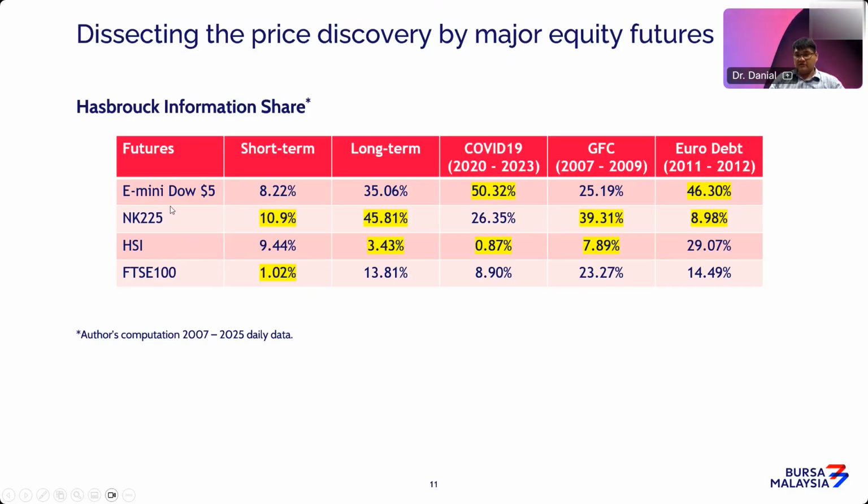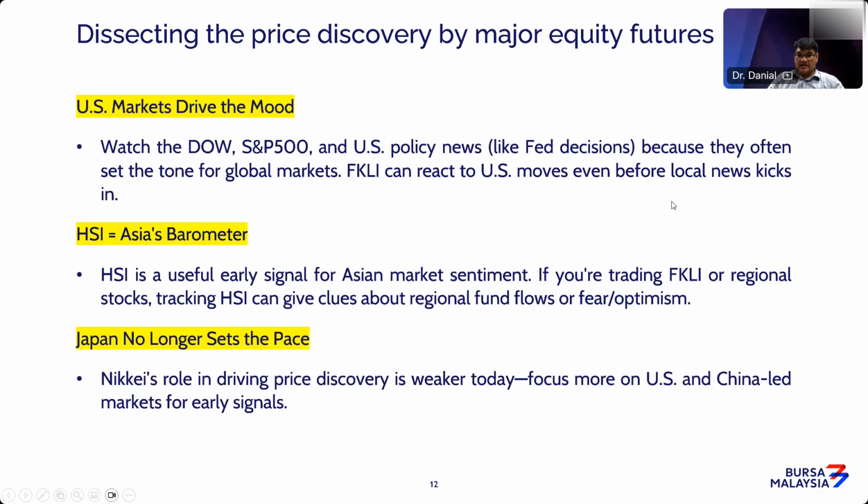Oh, it's because the Dow moved this way. The same situation happened during the Euro debt crisis. Also, almost half of the movement in KLCI futures is due to the movement in E-mini Dow. It's not the Dow Jones spot market, but it's actually the futures. Watch the Dow, S&P 500, this one we are talking about the spot market as well, and US policy news, like what we are having recently, tariffs as well, because they often set the tone for global markets.